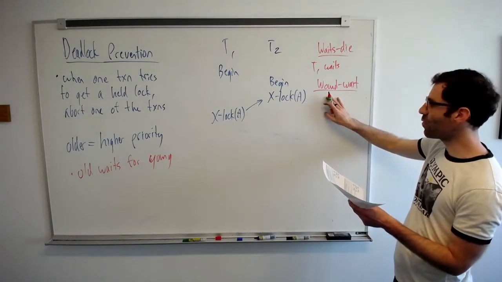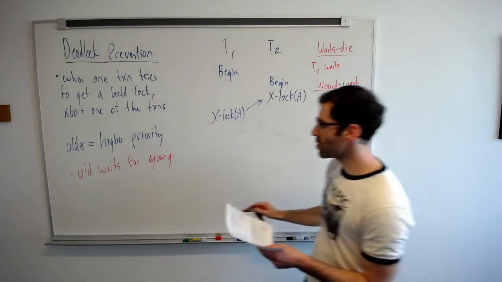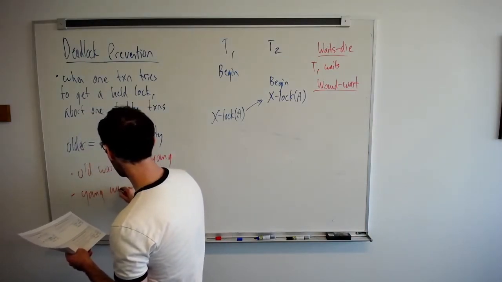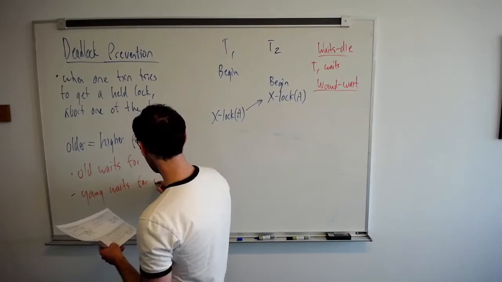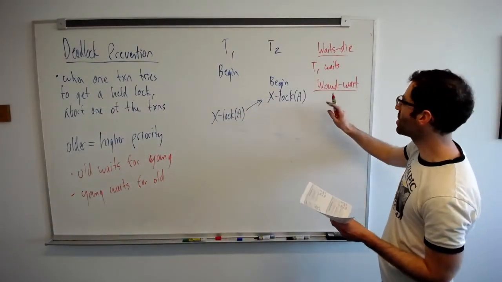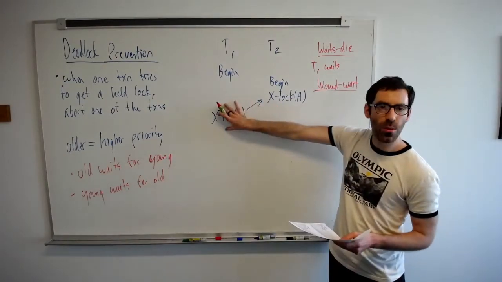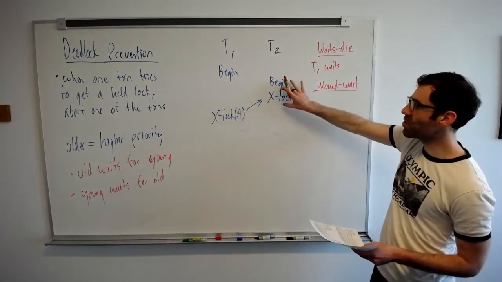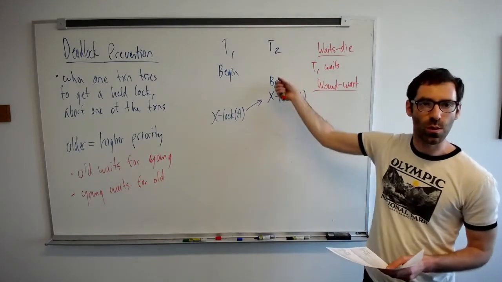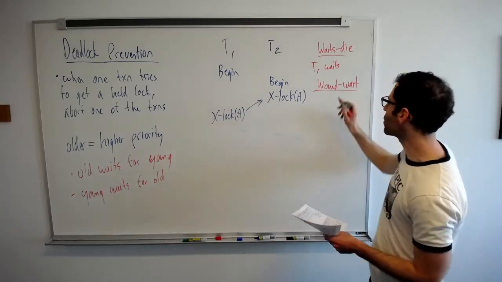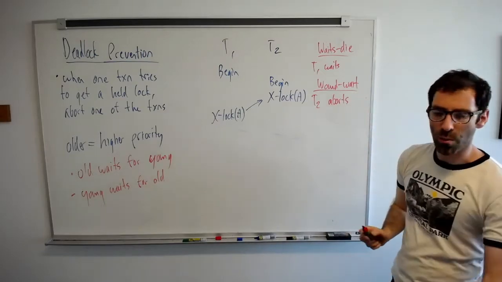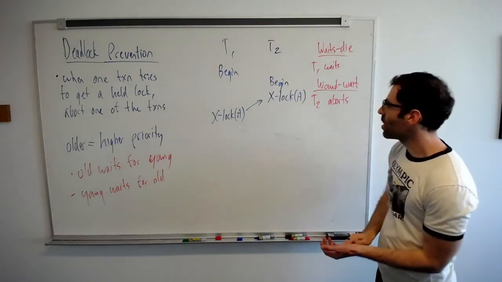In this situation for wound-wait, which is also called young waits for old, wound-wait says that when a higher priority transaction tries to acquire a lock held by a lower one, it steals that lock and we abort the lower priority transaction. So wound-wait would say T2 aborts.